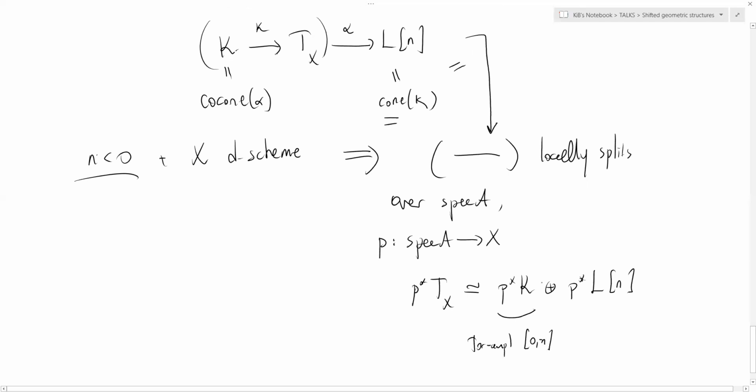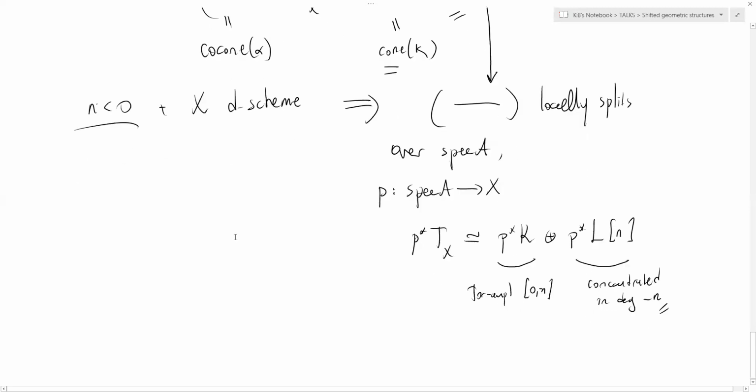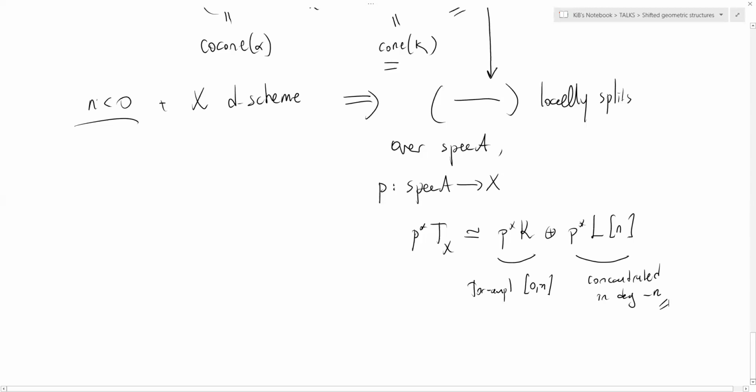So our n is the shift. You know, the tangent complex is in the positive direction, and the cotangent complex has a Tor amplitude in the negative direction. And this one is concentrated in degree minus n. This is just constant, because it's just a line bundle. So everything is actually concentrated in degree 0, but we have this n shift. Therefore, this shifted line bundle is just a complex concentrated in degree minus n. n is a negative number.